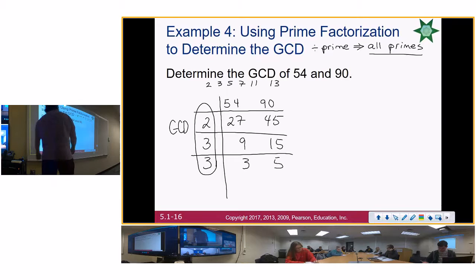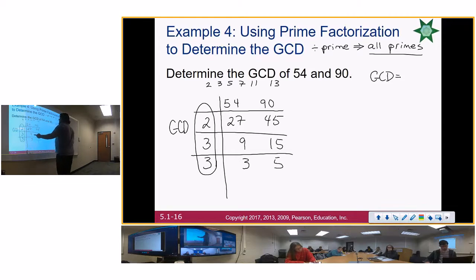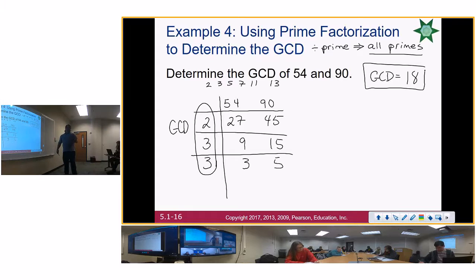So here, our greatest common divisor is equal to 9 times 2, which is what? That is the biggest number that will go into 54 and 90.